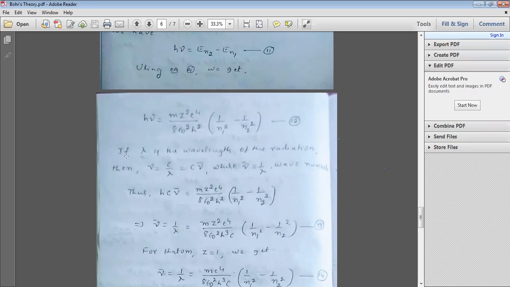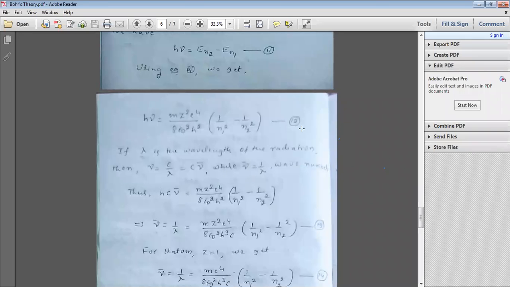Okay, now if lambda is the wavelength of the radiation, then frequency nu is equal to c by lambda. Velocity of light is equal to frequency into wavelength, so therefore frequency must be equal to c by lambda. And I have already told you, 1 by lambda is wave number, and wave number is denoted by nu bar. So therefore nu is also equal to c into nu bar. Nu is equal to c by lambda, and 1 by lambda is wave number. Symbol for wave number is nu bar, so it is c into nu bar, where nu bar is equal to 1 by lambda, your wave number.